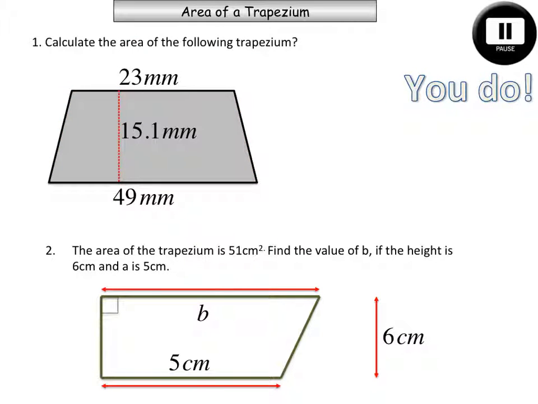Okay, questions 1 and 2. Question 1, just using the area of a trapezium formula. Remember, area equals H on 2 multiplied by A plus B. And question 2 is, okay, you've got the area. Now we need to work backwards to find out the value of B, which is one of the sides. Now the height is given as 6 centimeters, and A, which is the other parallel side, is 5 centimeters. See how you go with those two?